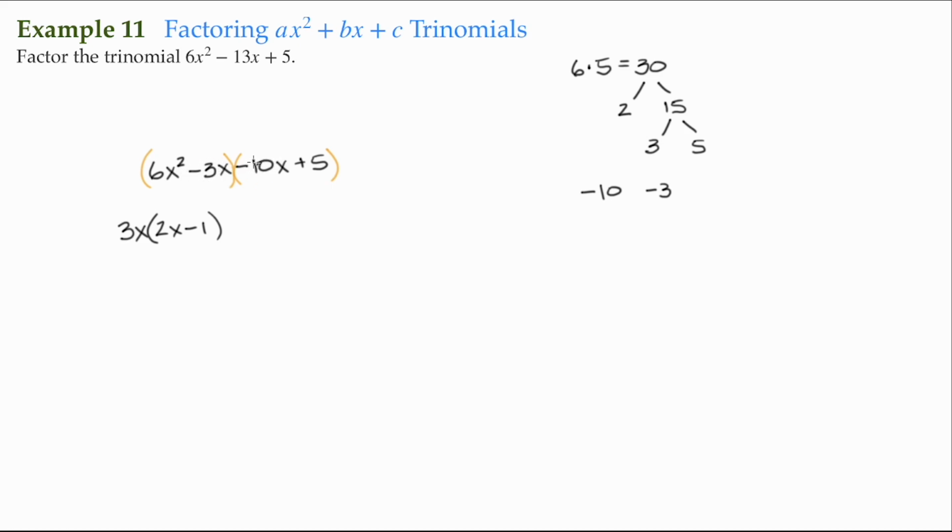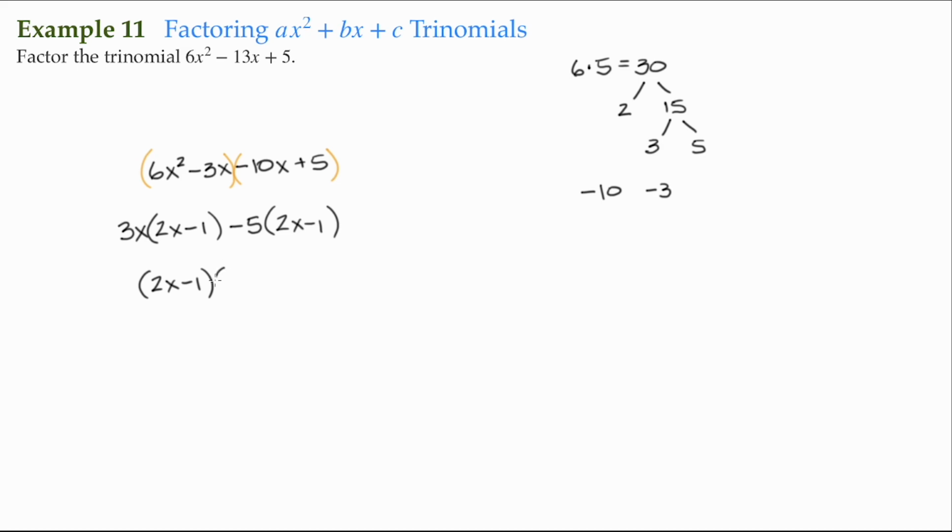Do the same thing for over here. How about if we take out a negative 5, 2x minus 1. And wouldn't you know, look at that. We have a common term again. And that's what we're looking for. Negative 5 times 2x is negative 10x, and negative 5 times negative 1 is 5. So since we have a common term of 2x minus 1, we'll factor that out.